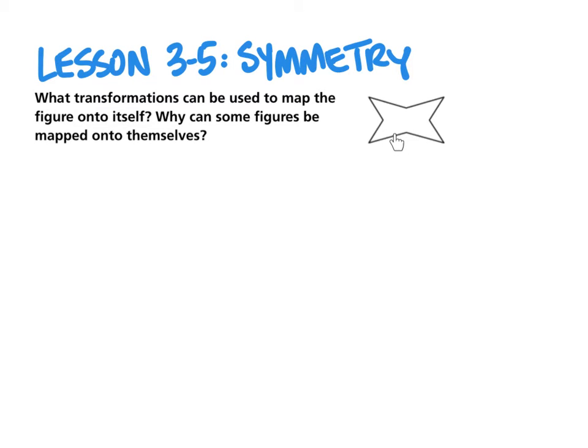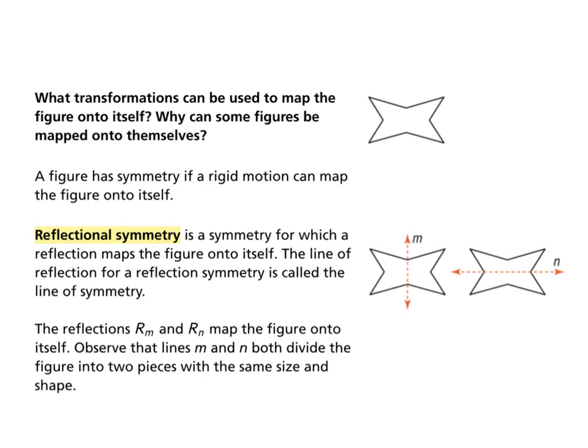So that's the idea that we're going to be looking at in this video: how can we take a shape and do some kind of transformation, but it looks like we didn't actually do anything to it. And if we can do that, it means our shape has symmetry. So a figure has symmetry if some rigid motion can map the figure onto itself, like I was just describing.